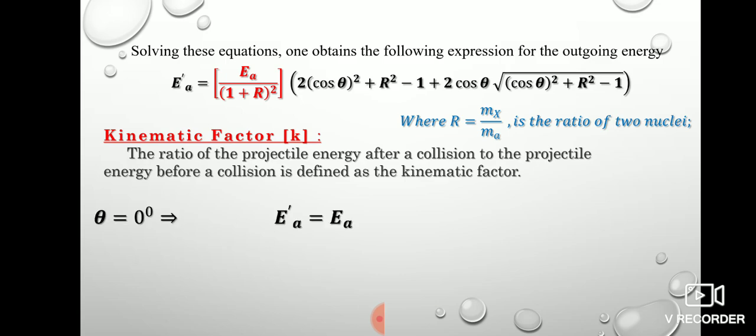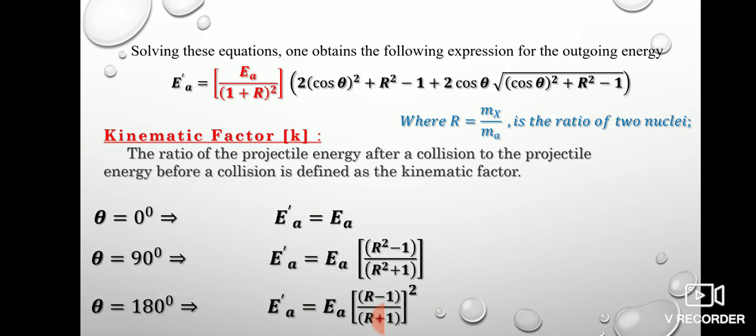And while considering the various angles of scattering or collision after deflection, we can see that for theta equal to 0 degrees, the incoming and outgoing projectiles have the same energy, which is obvious because if theta is 0, it hasn't been deflected, so there won't be any interaction with the sample and there will be no loss of energy for the incoming projectile.